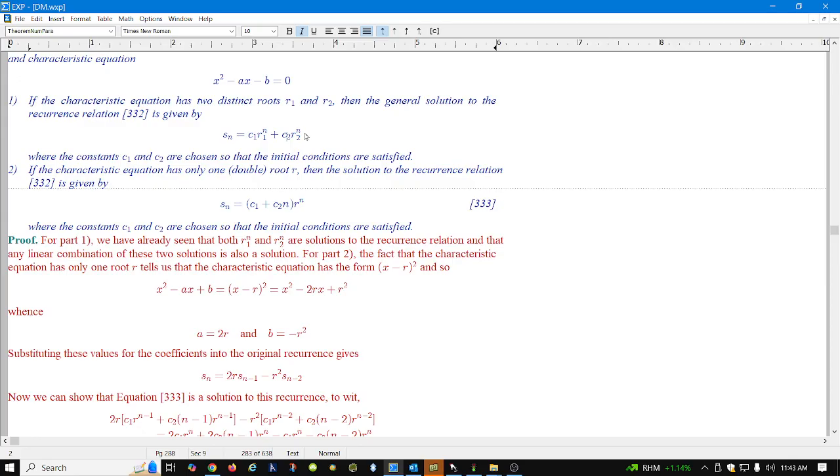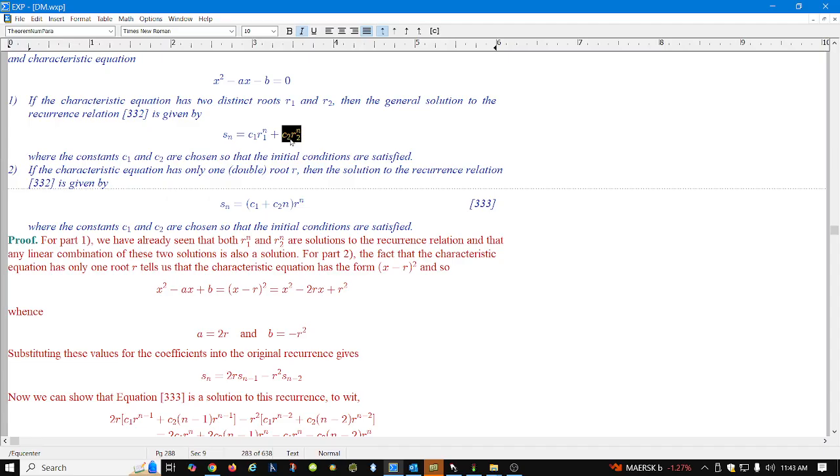Well, part one we've really already done. R1 is a solution to the characteristic equation. It's a characteristic root. Therefore, R1 to the n is a solution. C1 times R1 to the n is also a solution. Same thing for this term. And the sum of two solutions is a solution. So part one is taken care of.